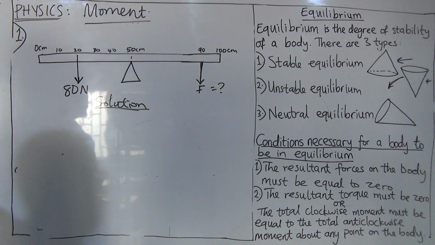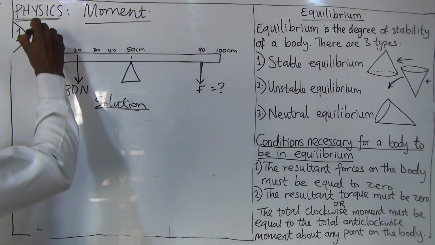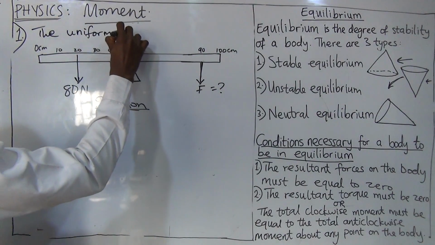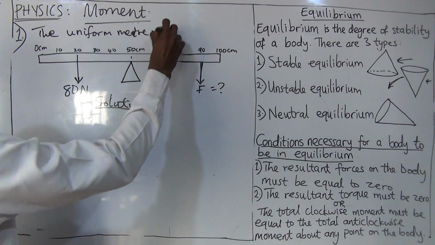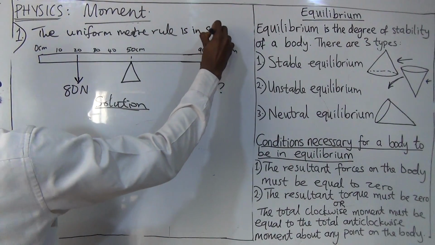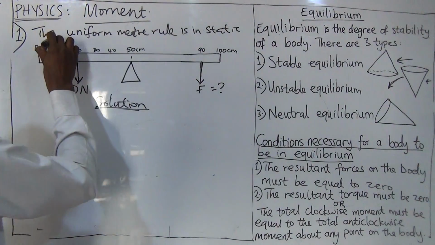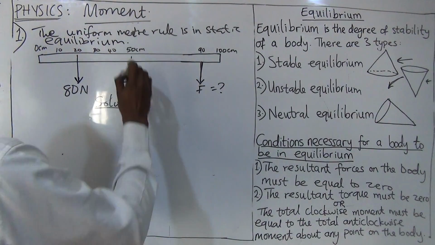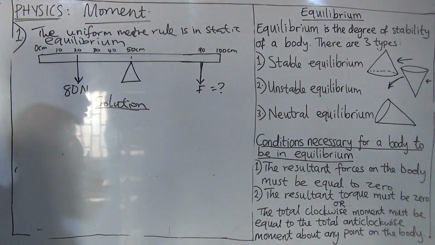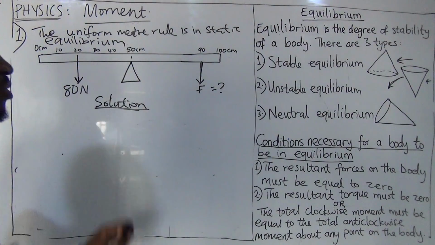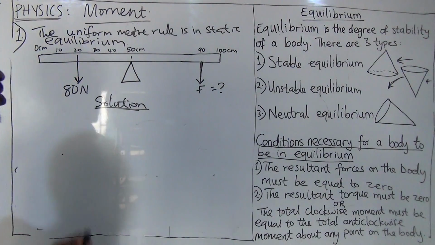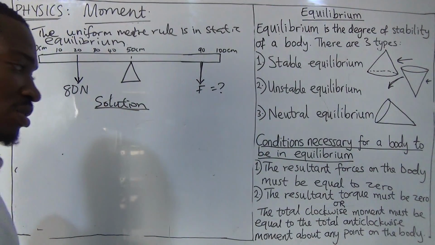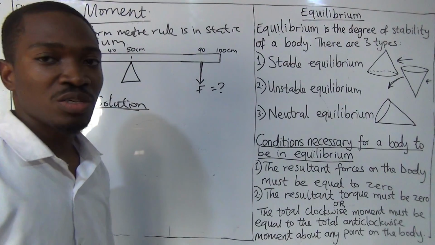First of all, the question says that the uniform meter rule is in static equilibrium. That means it is not moving. So if this uniform rule is in static equilibrium, when we say static equilibrium, that means the object is not moving. Take note that the resultant forces must be 0.